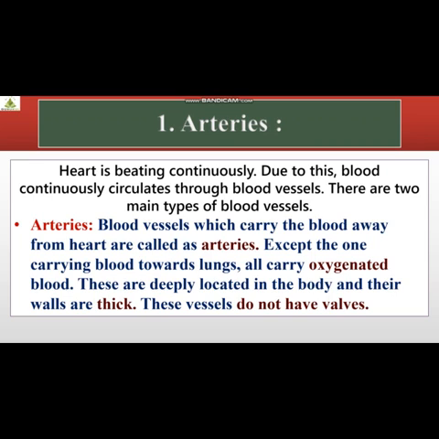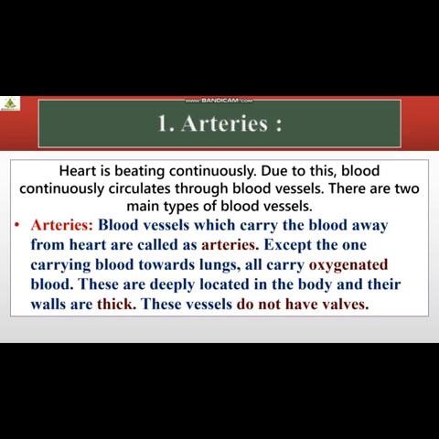Number 1 point, the first component of blood vessels, is arteries. We all know that the heart is beating continuously, and when this process is continuous, the blood continuously circulates through blood vessels, right? Now there are two main types of blood vessels, arteries and veins. Let us understand what arteries are.